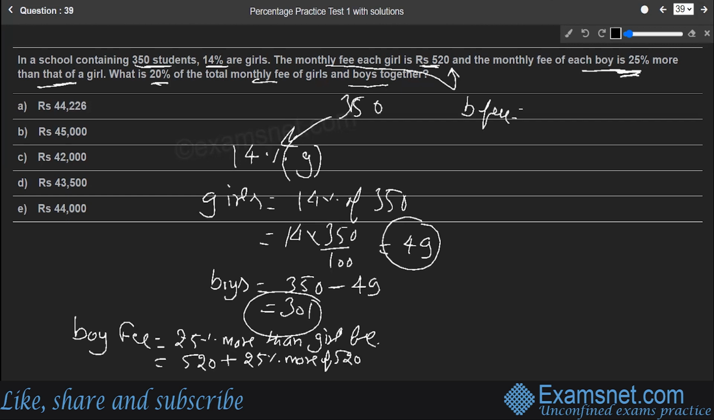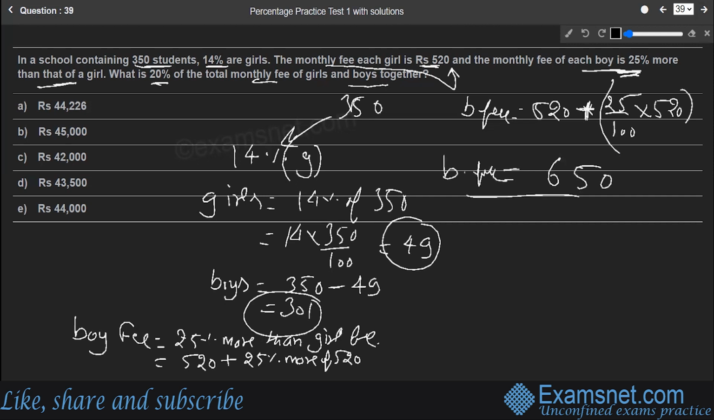Boys fee comes out to be 520 plus 25 by 100 of 520. If we solve this further, this comes out to be 520 plus 130, that is actually equal to 650. So the boys fee is coming out to be 650. That is the monthly fee of each boy.